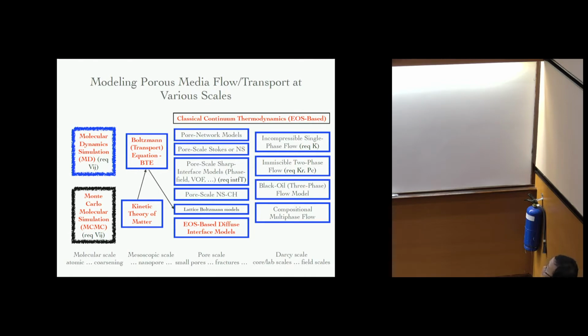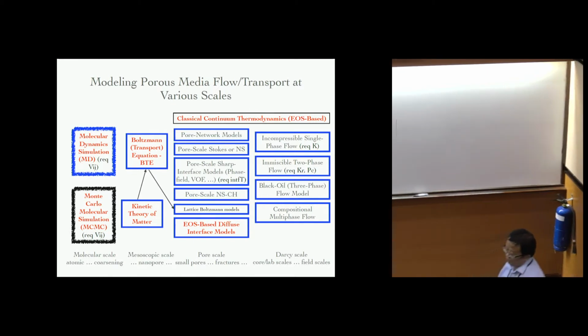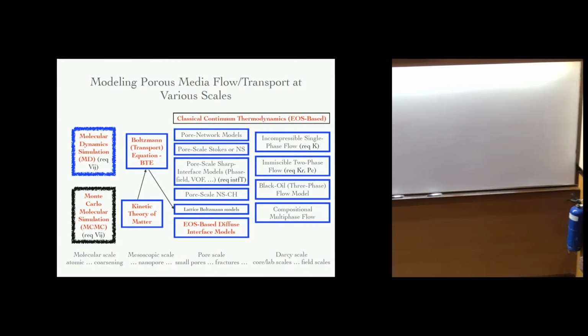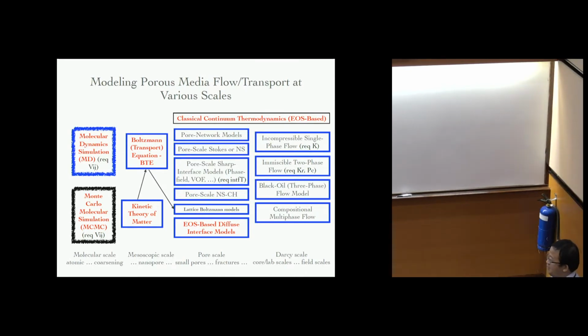We have a wide collection of different scales in terms of modeling efforts. The largest scale is what we call the Darcy scale. That's the scale at which people develop commercial software to predict what's happening in a petroleum reservoir. We have many models there, like single-phase, compositional, and multi-phase. But those models require permeability, capillary pressure functions, and many parameters that depend on the pore scale.